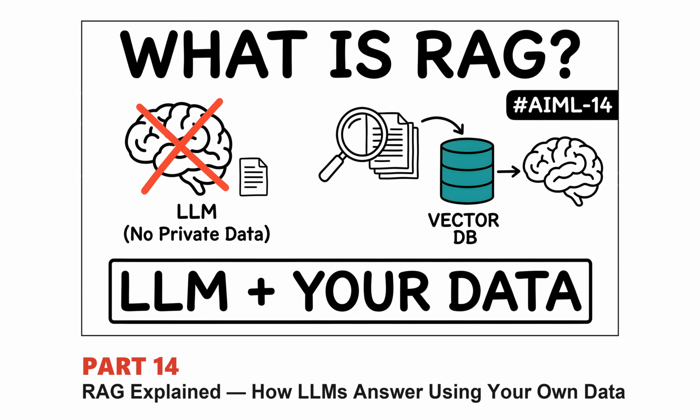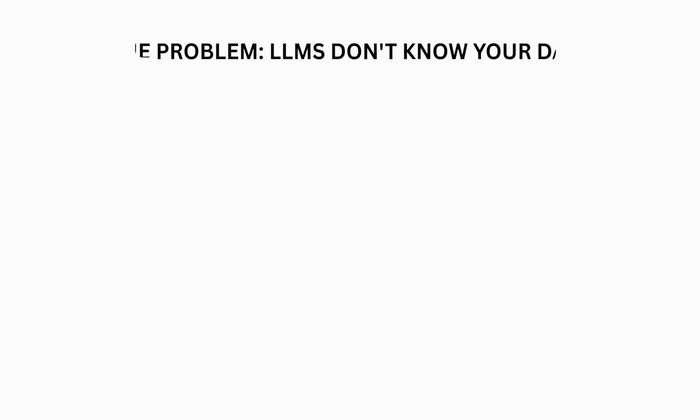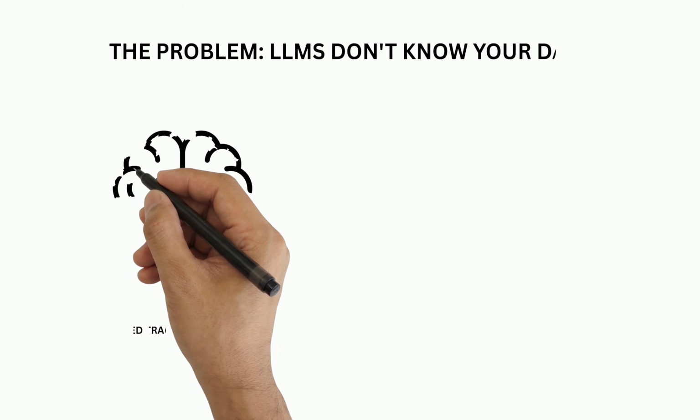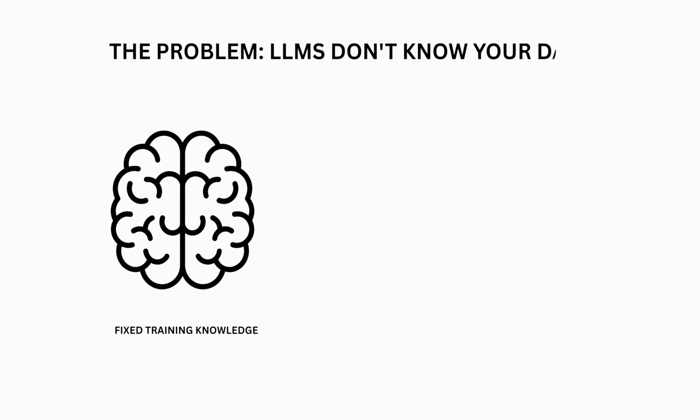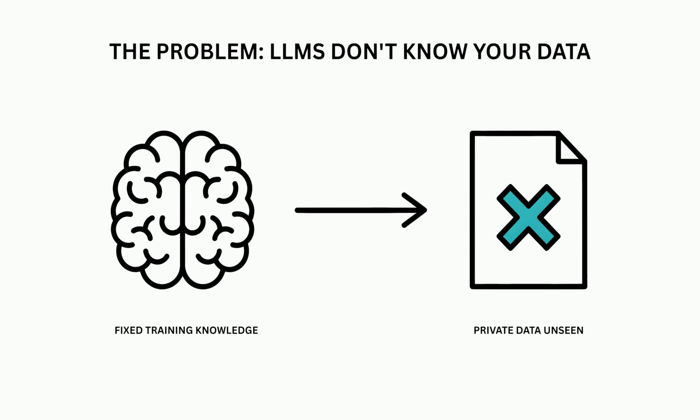Part 14. RAG Explained. We now have every piece we need: an LLM that generates text, embeddings that represent meaning, and a database that can retrieve relevant content fast. But there's a gap. An LLM only knows what was in its training data, frozen at some point in the past. It has never seen your company's internal documents, this morning's incident report, or your private code base. Ask it about any of that, and it either says it doesn't know, or worse, it confidently makes something up.